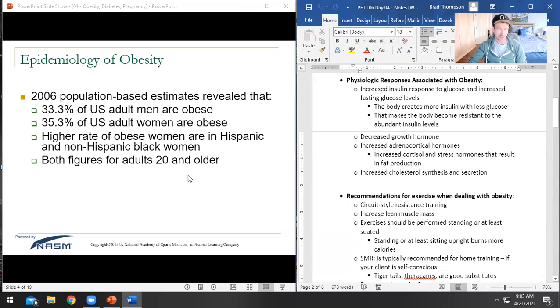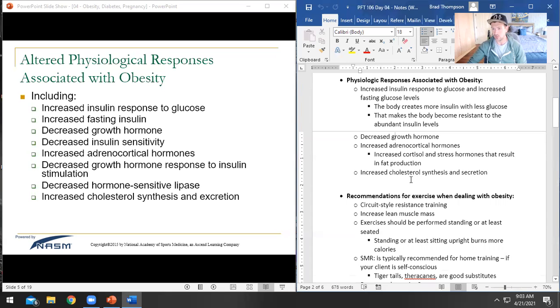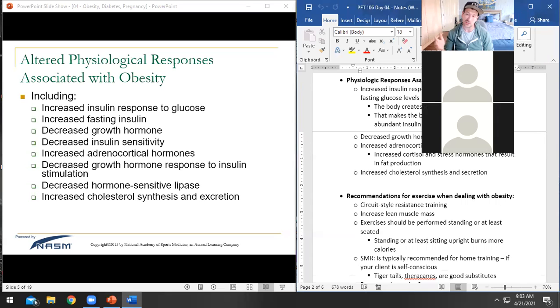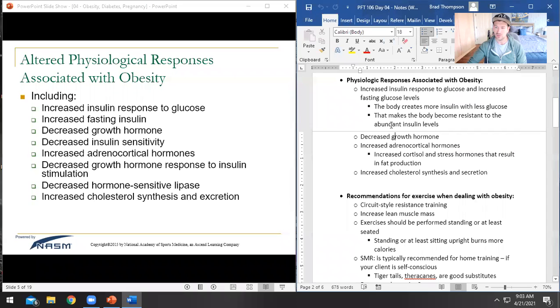Not awesome. Both figures, by the way, are for adults that are 20 or older. We're not looking at youth statistics here. Those youth statistics are a little bit better in terms of the overall numbers, but they are still growing at a really rapid rate, and that is something we all need to be aware of. So if you see this kind of stuff on your test, be aware of the differences in those statistics, and be aware that the big message here is that obesity is growing in every population, and is definitely something we need to improve.